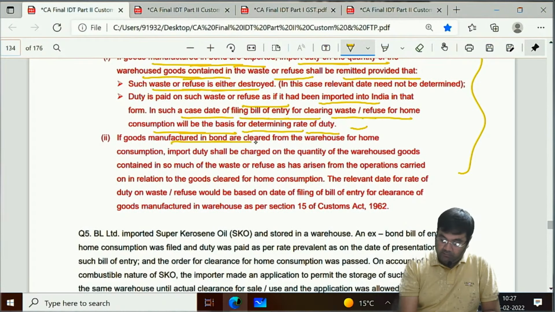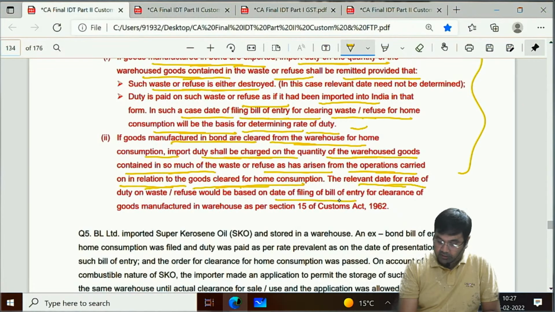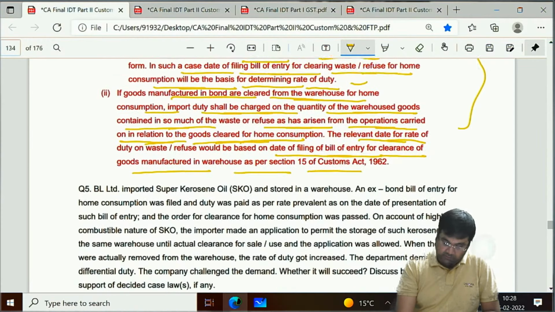If goods manufactured in bond are cleared from the warehouse for home consumption, then import duty shall be charged on the quantity of the warehouse goods contained in so much of the waste or refuse as is attributable to the operation carried on in relation to the goods cleared for home consumption. The relevant date for this is going to be the date of filing of the bill of entry for clearance of goods manufactured in warehouse as per section 15 of the Customs Act.